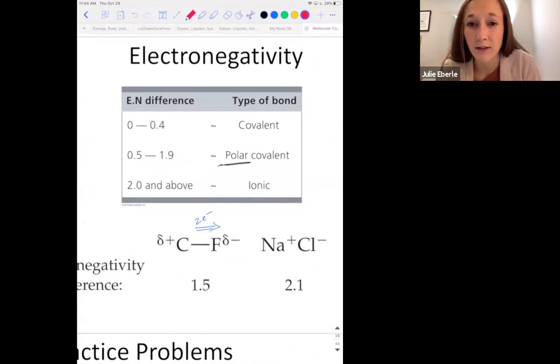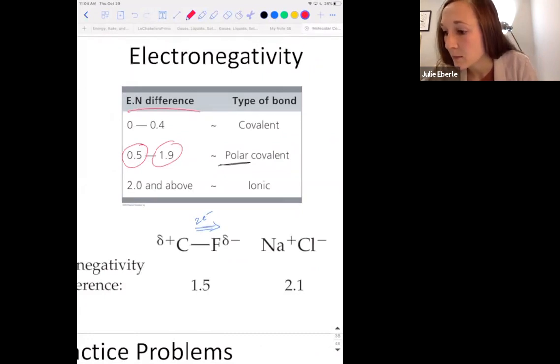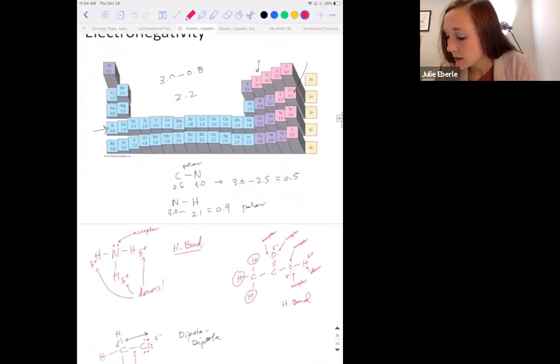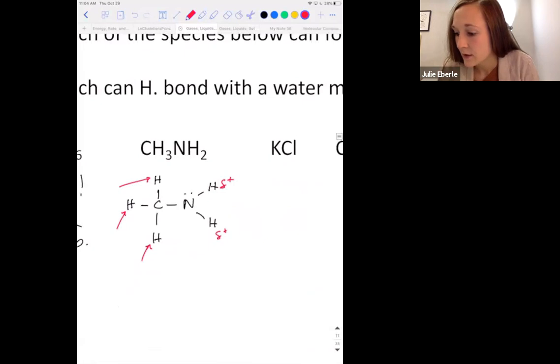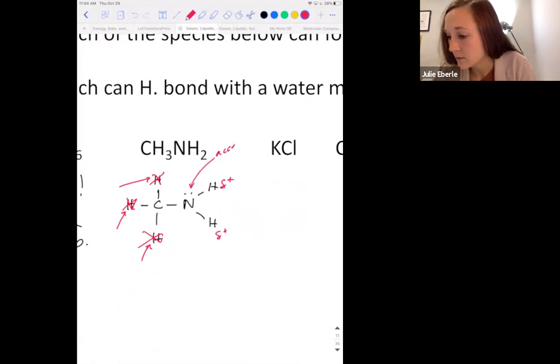I realized I was doing a lot of this innately in lecture without showing you this table. But anything with an electronegativity difference between 0.5 and 1.9 is a polar bond. So carbon-hydrogen bonds are not polar. None of these hydrogens over here are going to be donors. But these over here will be donors. And look, we have a lone pair on a nitrogen, so that is an acceptor.